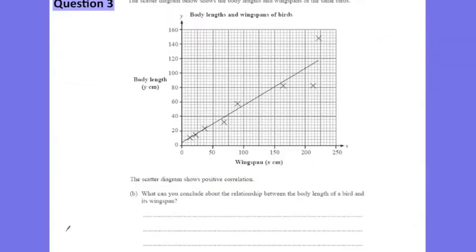Question number 3. The diagram below shows the body lengths and wingspans of the same birds. The diagram shows a positive correlation. What can you conclude about the relationship between the body length of birds and its wingspan? So here we need to interpret the positive correlation in the context of this particular question.